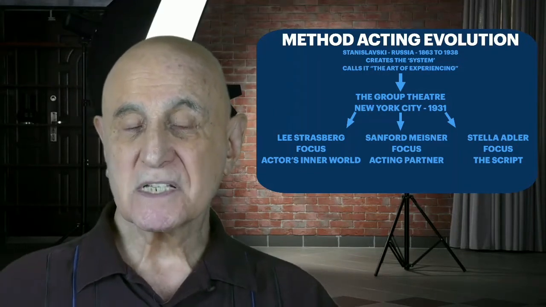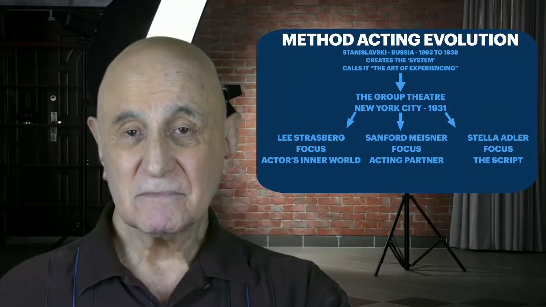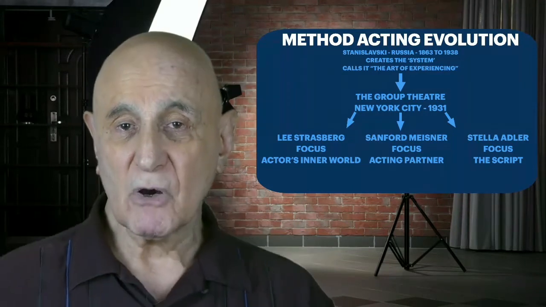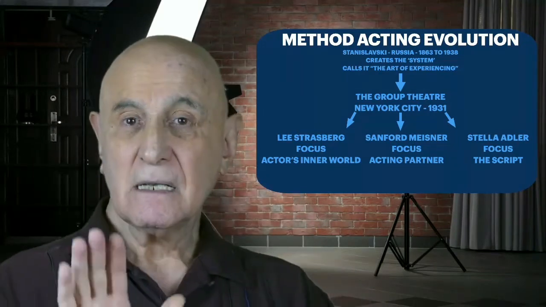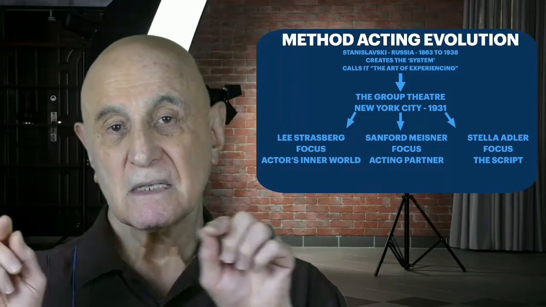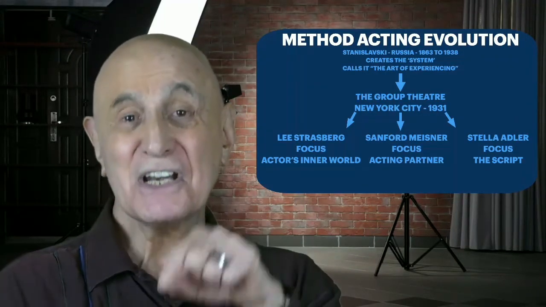So, quick summary. Strasberg's method, you go inside and you work on bringing up real emotion. Meisner's method, you focus outside on your acting partner. Stella Adler, you focus first and primarily on the text, on the script. Which one is better? I'm not going to decide that. Is one better than the other? They all offer something of value.